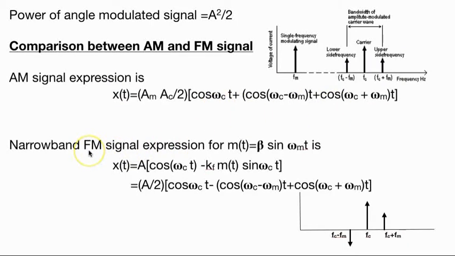But a narrow FM is very similar to an AM signal with a small change. If you put all this value, beta is equal to sine omega m, you will notice that the magnitude at omega c minus omega m frequency is negative, with a reverse amplitude at fc minus fm. Rest is all the same as that of the AM signal. So this is a small change that we find in a narrowband FM spectrum.